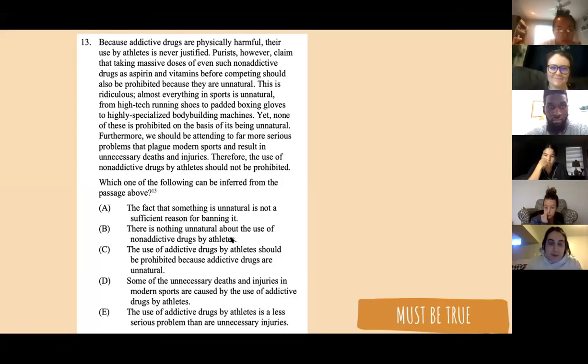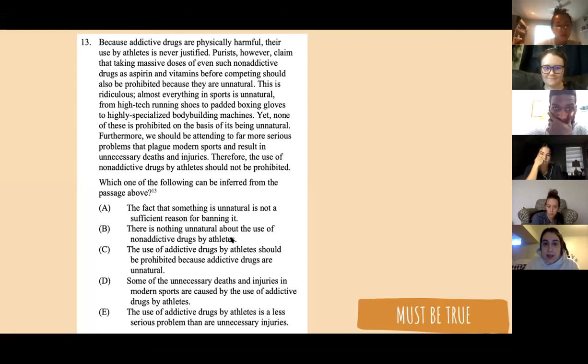So because addictive drugs are physically harmful, their use by athletes is never justified. Purists, however, claim that taking massive doses of even such non-addictive drugs as aspirin and vitamins before competing should also be prohibited because they are unnatural. This is ridiculous. Almost everything in sports is unnatural, from high-tech running shoes to padded boxing gloves to highly specialized bodybuilding machines. Yet none of these is prohibited on the basis of its being unnatural. Furthermore, we should be attending to far more serious problems that plague modern sports and result in unnecessary deaths and injuries. Therefore, the use of non-addictive drugs by athletes should not be prohibited.